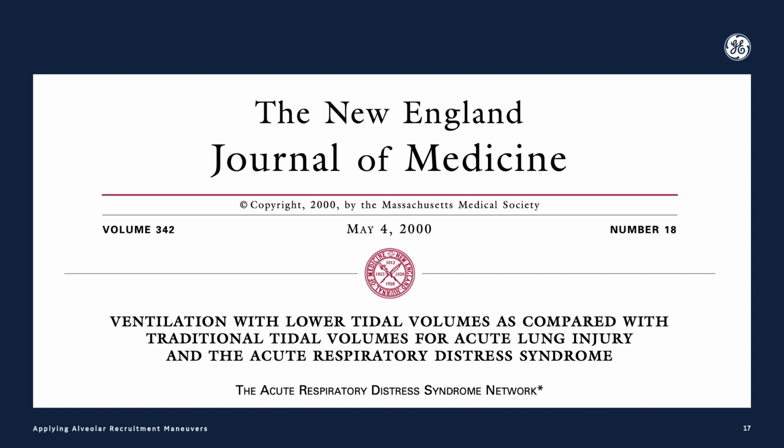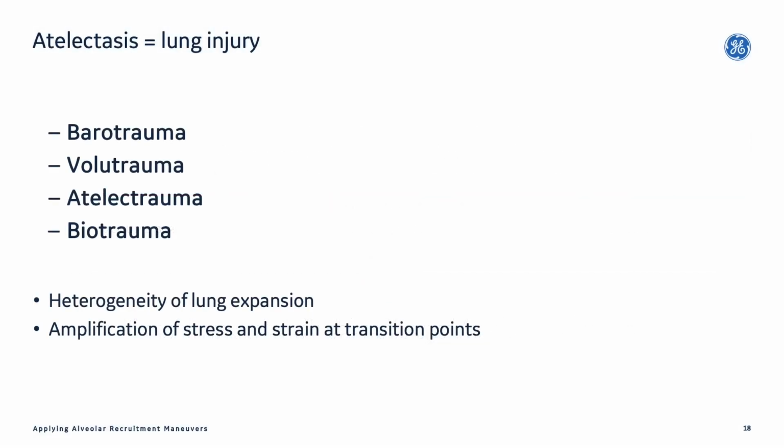In the operating room, those recommendations took a little longer to proceed. When we think about what was going on with these patients, they were being exposed to lung injury through the process of atelectasis. You may recall that atelectasis can injure the lungs in a number of different ways. Barotrauma and volutrauma are both closely related concepts which refer to the overinflation of alveoli.